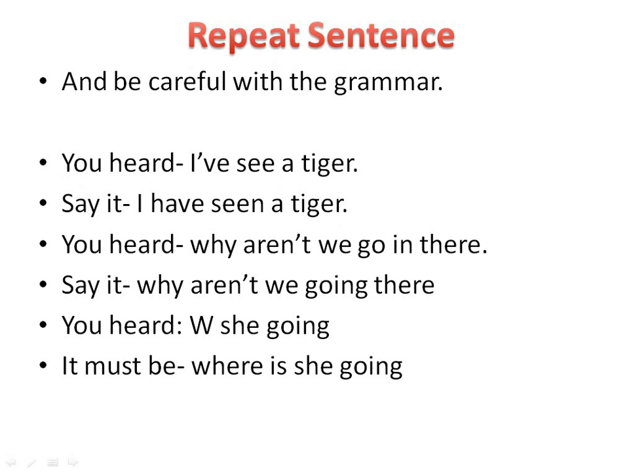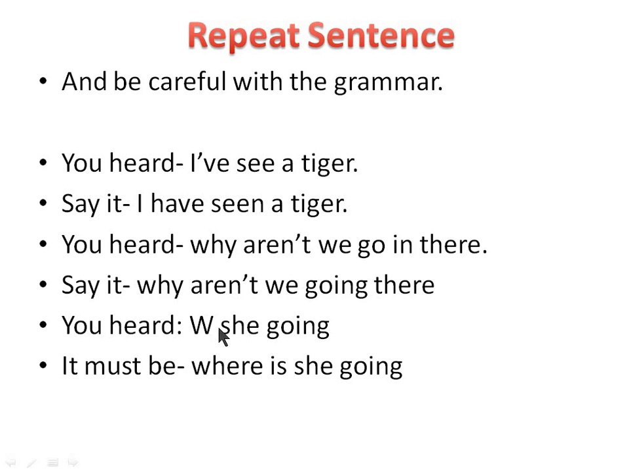Next is be careful with the grammar. Grammar is very important in repeat sentence. For example, you have heard, I have seen a tiger. If you know the grammar, you know with have we use the third form of the verb, so you will say, I have seen a tiger. Suppose you have heard, why aren't we go in there? If you know the grammar, you will say, why aren't we going there? Instead of go in there, we'll say going there, because we know this sentence isn't correct, so we'll modify it.